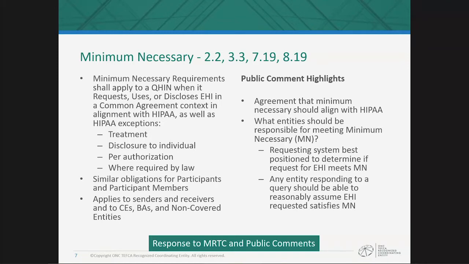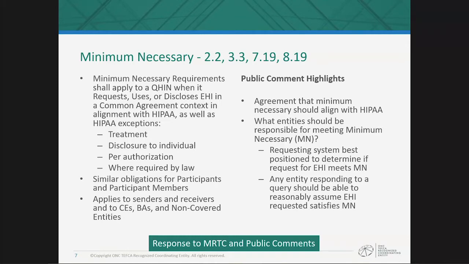I'm sorry to be so convoluted in my talking, but if someone asks you for information, then before you respond, you have to have a process in place to say, am I over disclosing? And that's for everything other than treatment.